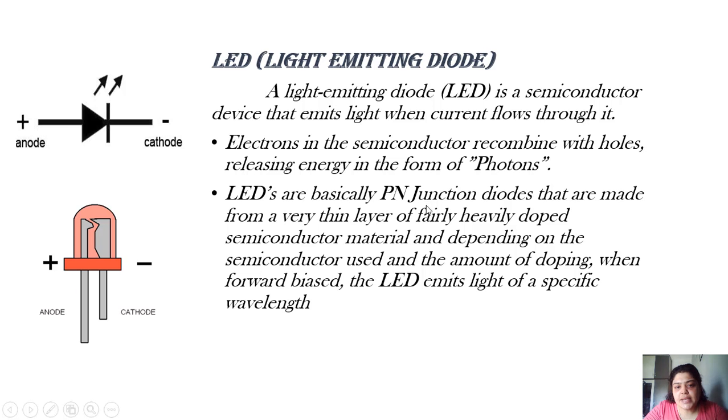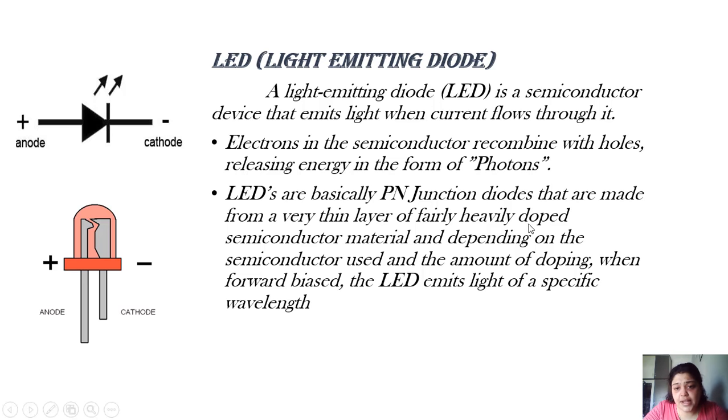Now LEDs are basically PN junction diodes which are made from a very thin layer of heavily doped semiconductor material. What is the basic advantage of heavy doping? Like we've discussed in the Zener diode, heavy doping leads to a very thin depletion layer.